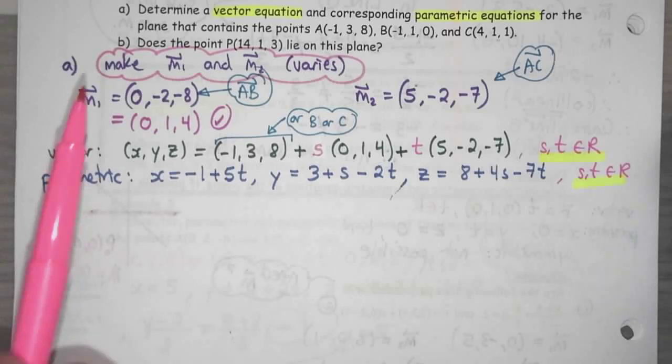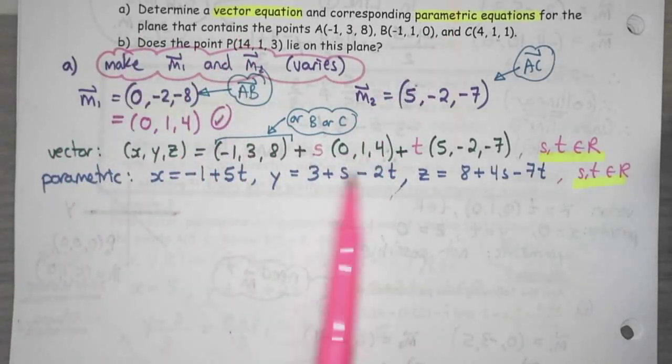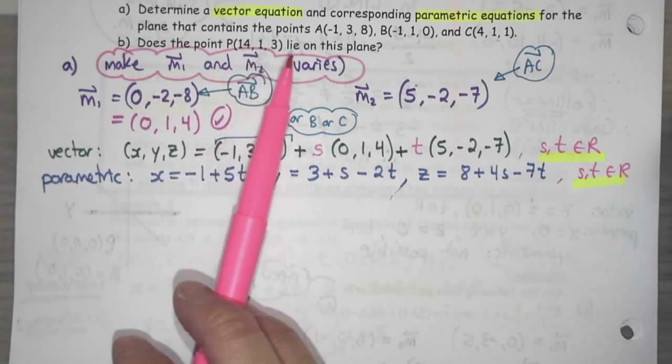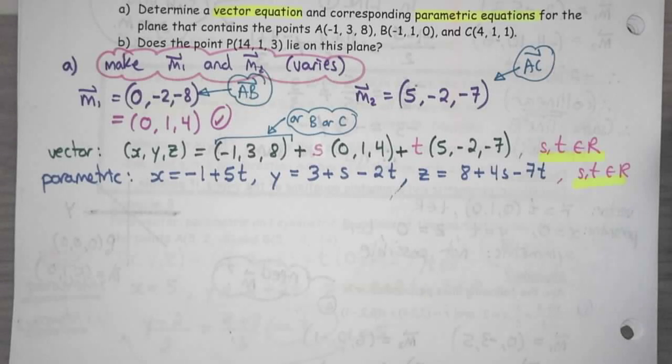So that's for A: determine the vector and parametric equation for that plane, all done. For B, it's the same question we've asked you a bunch of times. Does this point lie on this plane this time? So does it lie on the plane? And we're going to do the same sort of process.